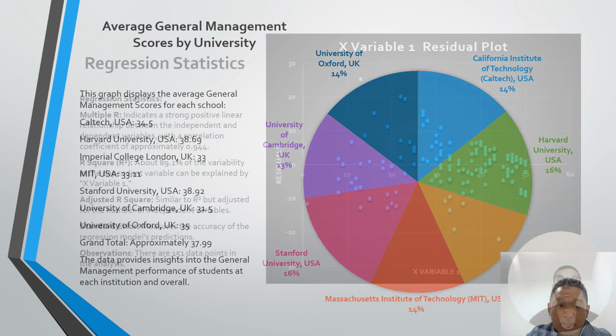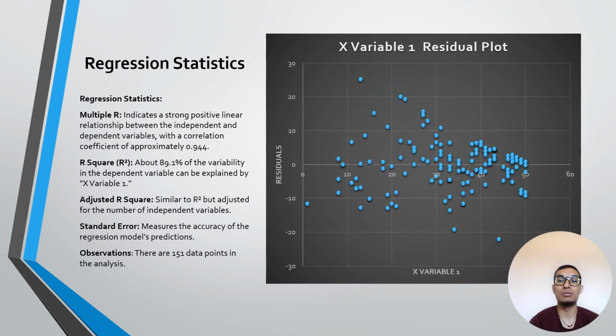I'm Vikash. Today we will look into some essential regression statistics that shed light on the relationship between our independent and dependent variables. This information is crucial for understanding the strength and significance of our model. First and foremost, let's take a look at the multiple R value, which is approximately 0.944. This indicates a robust positive linear relationship between our independent and dependent variables. In simpler terms, it suggests that as our independent variable, x variable 1, increases, our dependent variable responds in a positive manner.